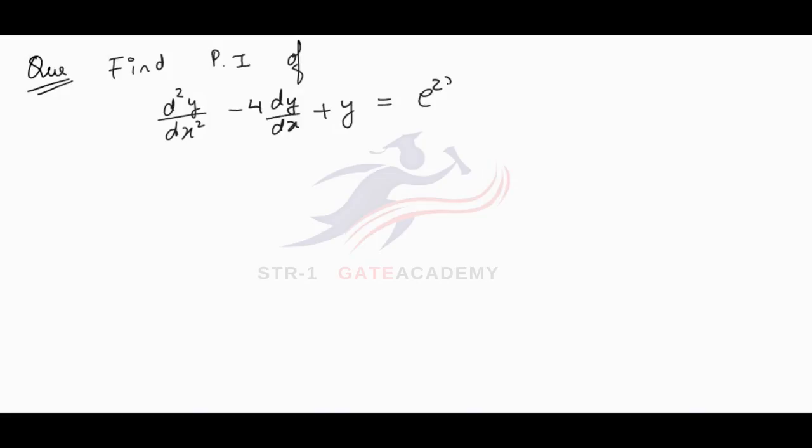Let us understand how a question can be asked on this. Let us solve one question on the mixture of this. Let us say the question is: find particular integral of d square y upon dx square minus 4 dy by dx plus y is equals to e to the power 2x into sine 2x. Now try to understand how we will solve this, because now you don't have e only, you don't have sine only, we have multiplication of both.